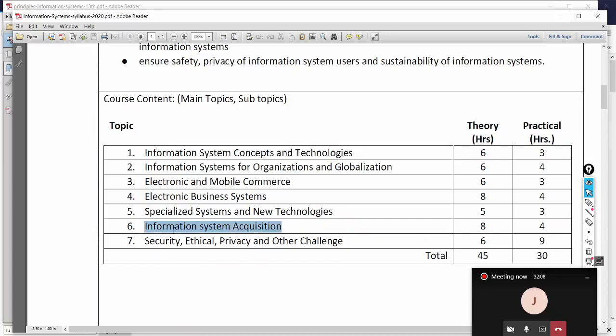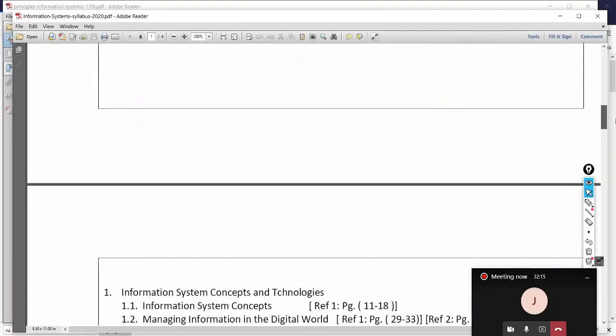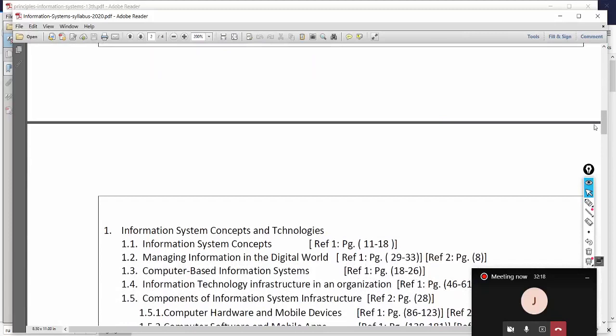Information system acquisition. Likewise, some other topics. They have referred to some other references, right? For example, you can see that for each and every topic, I don't know how many of you have gone through the syllabus, right? This is not a grade 5 class. This is not an O level class. This is not an A level class. You have to drive. We are just guiding you. We are just helping you. So don't think that you are coming here to learn everything. No, we are just helping you, facilitating you, so it's your task.